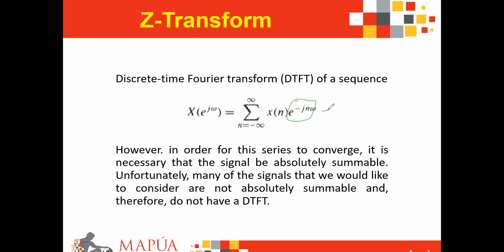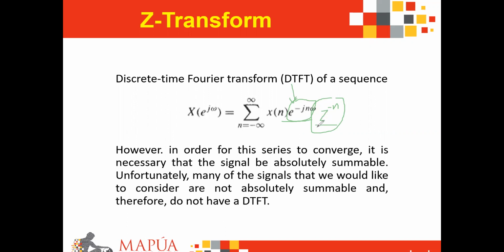In the Z transform, it's Z raised to negative n. But remember, it's still a complex frequency, right? That Z. Then in the Fourier transform, it's this one. So it's exactly the same except this one is used for Fourier, and this one is used for the Z transform. Okay? So we will use that later when we convert discrete signals.